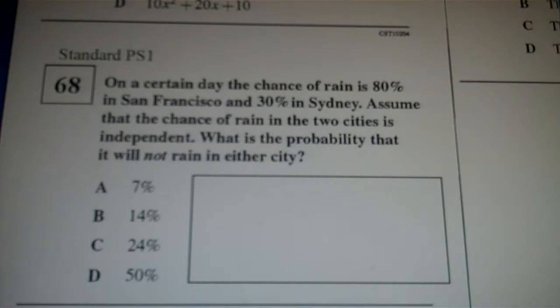Number 68. On a certain day the chance of rain is 80% in San Francisco and 30% in Sydney. Assume that the chance of rain in the two cities is independent. What is the probability that it will not rain in either city?